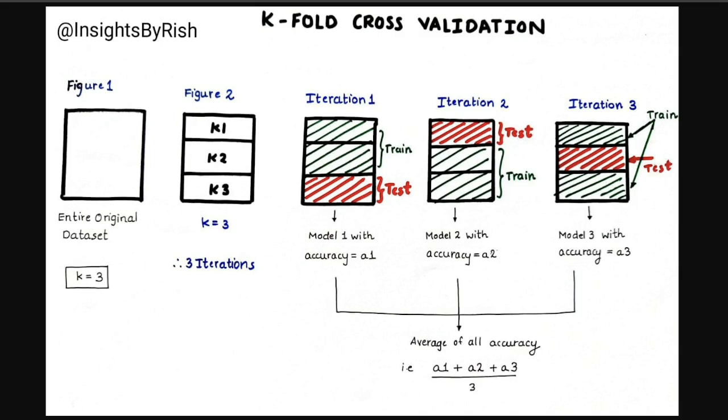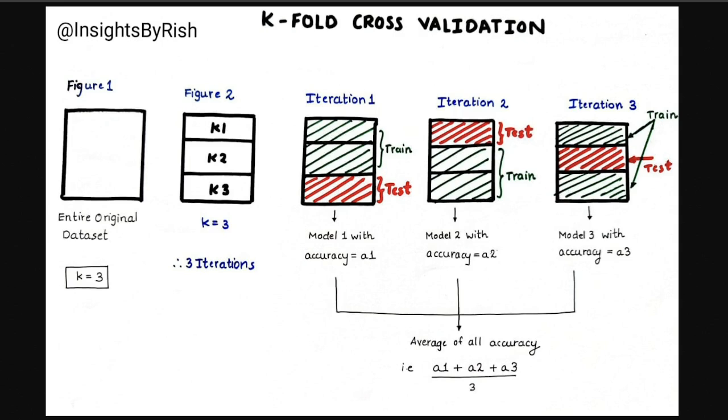Then it will build a model using this training and testing set, and it will evaluate that. Let us consider that the accuracy of model 1, with the first 2 folds as the training set and the last fold as the testing set, is A1. Then in the second iteration, it will consider the K2 and K3 folds as the training set, and the first, that is the K1 fold, as the testing set. It will again build the model using this training and testing set, and evaluate model 2 with an accuracy of A2.